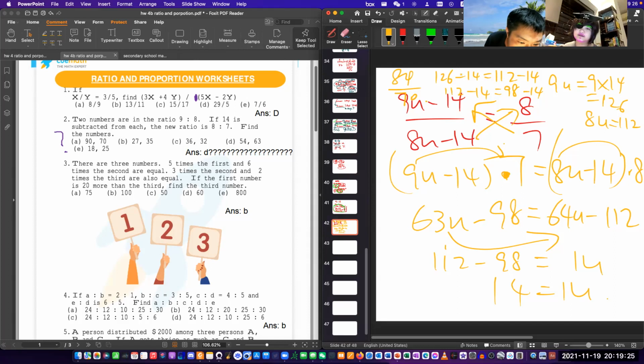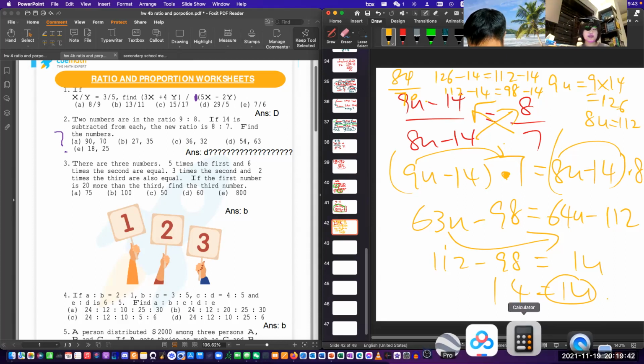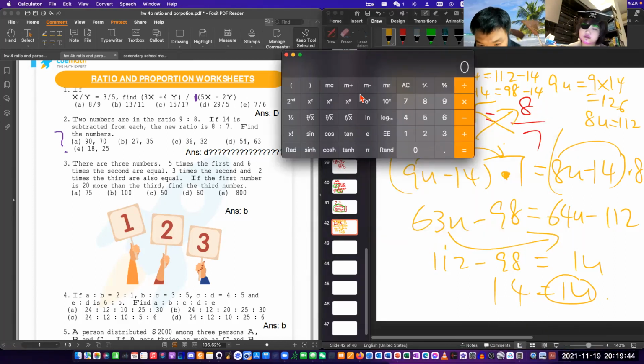None of this makes sense. All right, u is supposed to be 14. Let me double check with my calculator. I think I made a mistake because I used mental calculation.